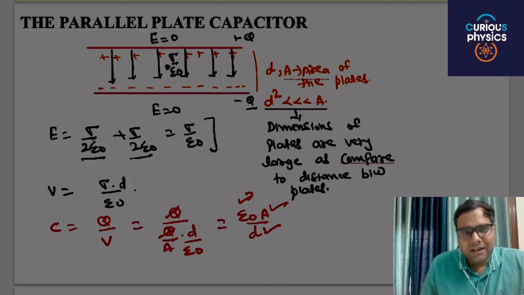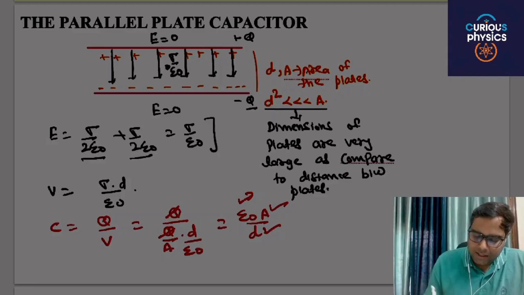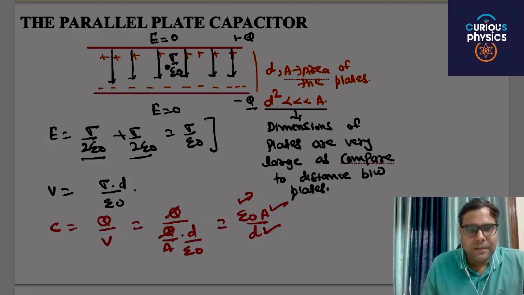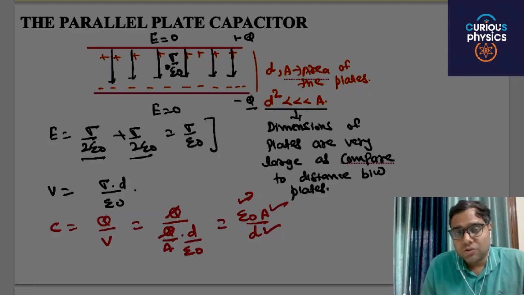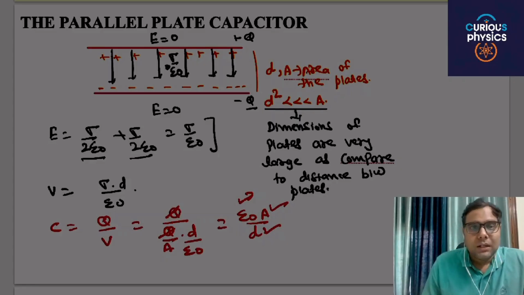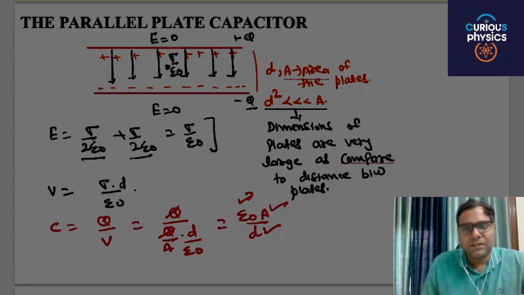This is the parallel plate capacitor. And in this parallel plate capacitor, the basic assumption is that the dimensions of the plates are very large as compared to the distance between the plates. The distance between the plates. Are you able to understand my point?